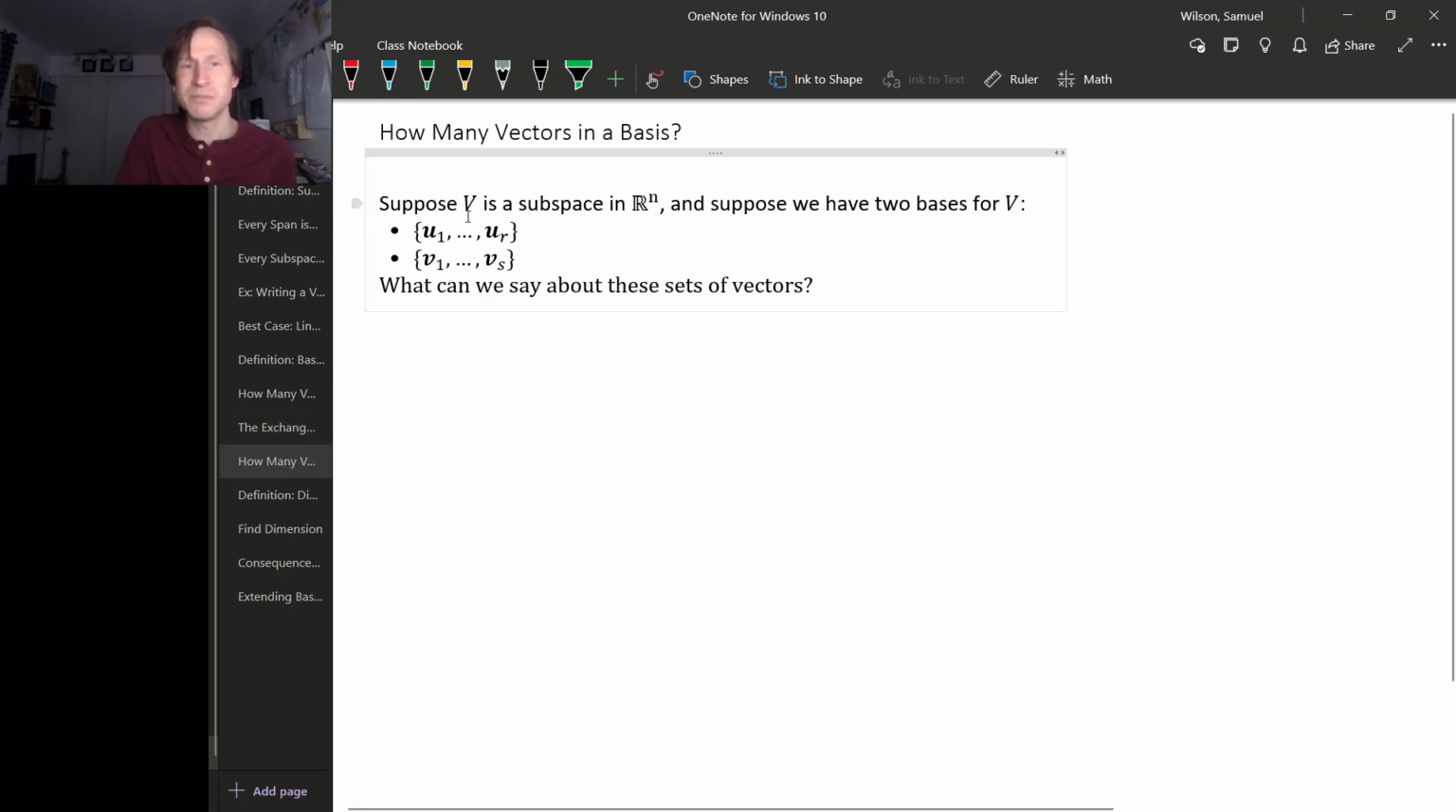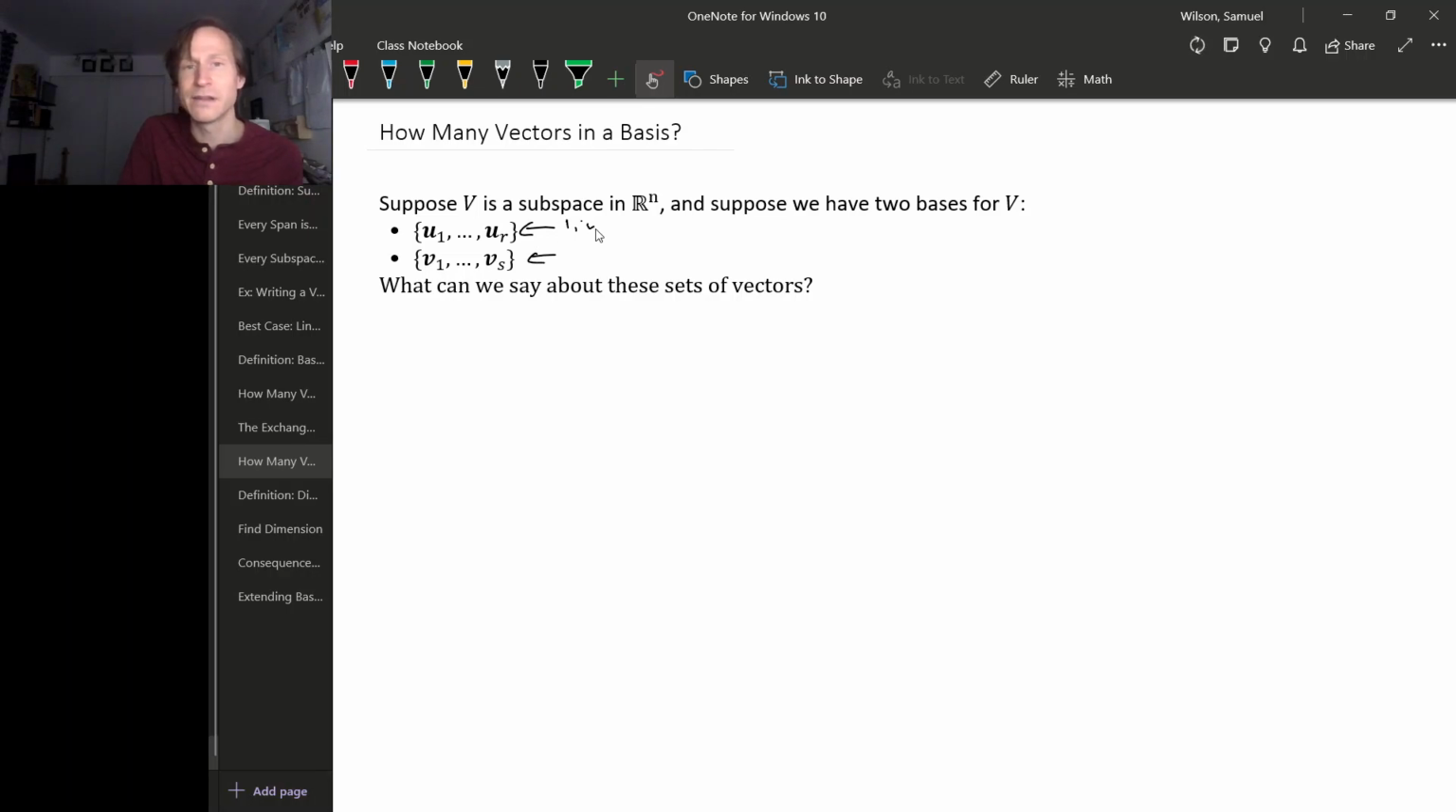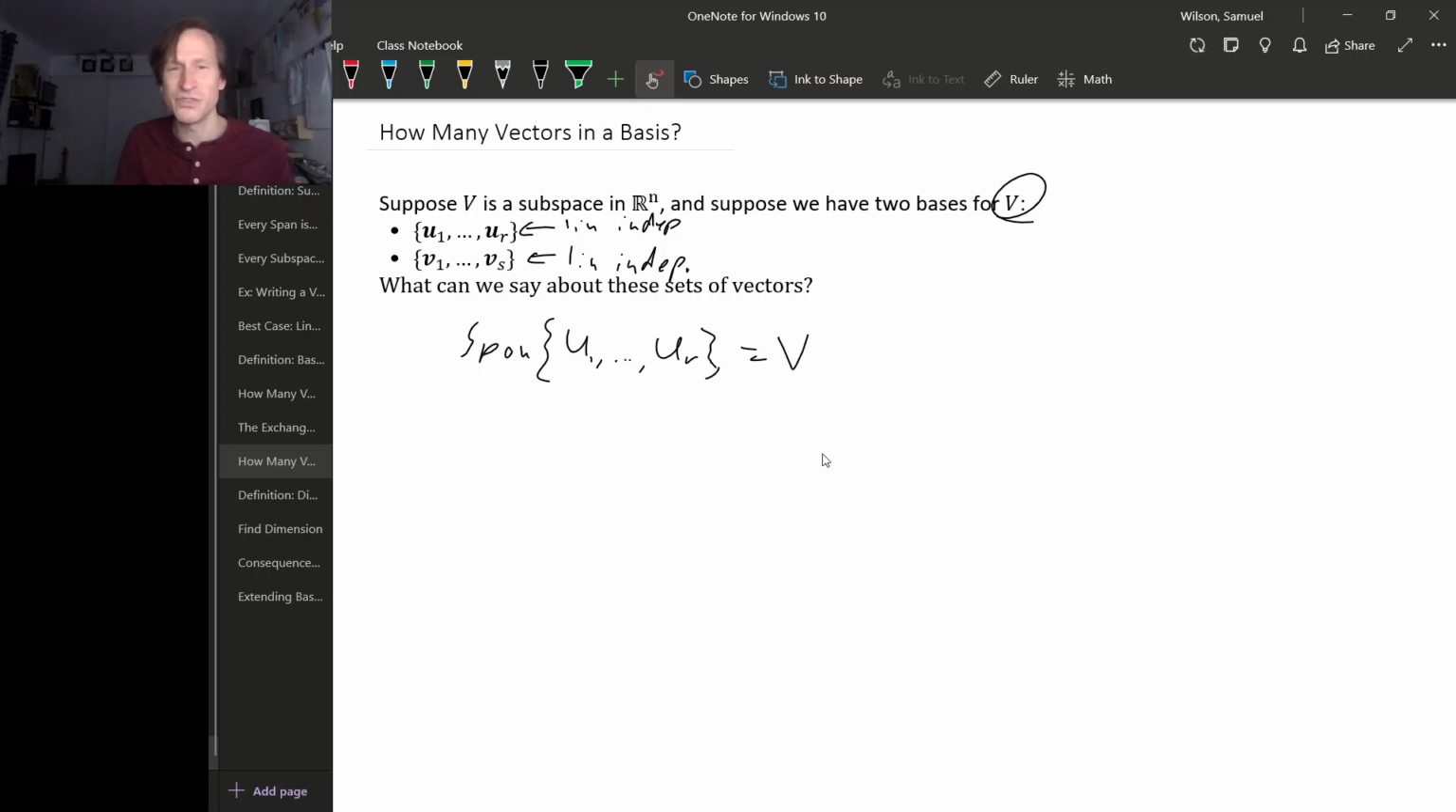So suppose we have a subspace V with two different bases like this. Okay? Both of these, since these are bases, are linearly independent. That's just part of the definition of being a basis. But they're both bases for the subspace V. So that means the span of all of the U's has to be V, because the U's are a basis for V. But on the other hand, the V's are a basis for V, so that means capital V has to be the span of V1 through Vs.